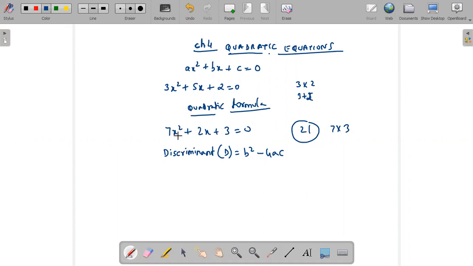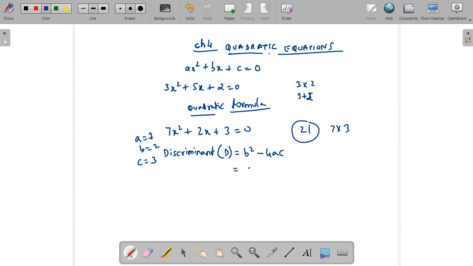So what is a, b, c? a is the coefficient of x squared. So what is a? a is 7. What is b? b is the coefficient of x. b is equal to 2. And c is the constant, that is 3. So a is the coefficient of x squared, b is the coefficient of x, and c is the constant. How do we find a, b, c? From the equation I have explained just now. So a is 7, b is 2, c is 3.